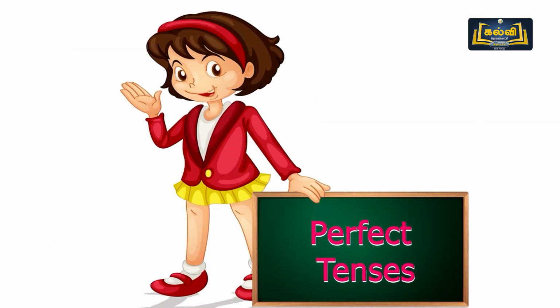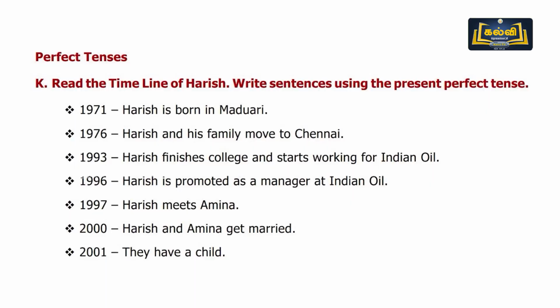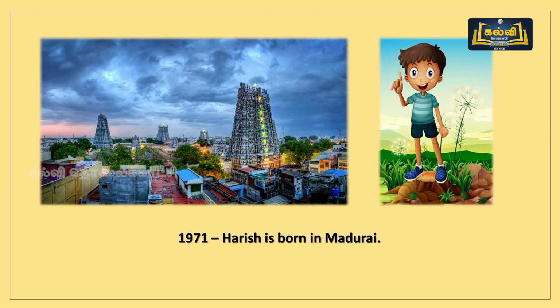Perfect tenses. Already you would have seen this in the first, second and third term grammar. Now we shall see a timeline regarding the present perfect tense. With the present perfect tense, you are going to frame sentences along with the given year. 1971, Harish is born in Madurai. Is is the auxiliary verb used here. So, you should use the be form verb along with the past participle.